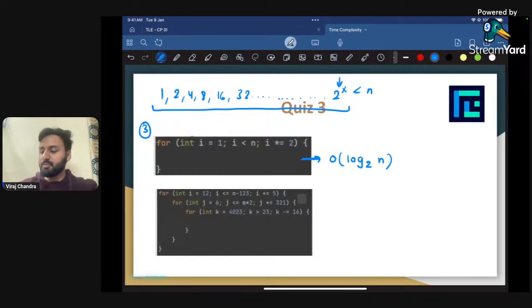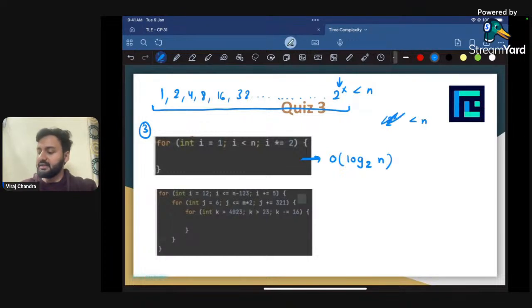So let's say this is the 2 power x term for which you were less than n, and just above this, if you go to the next iteration, you actually become greater than n. So 2 power x is the last value for which you are less than n. So I can write this like this: 2 power x is less than n.